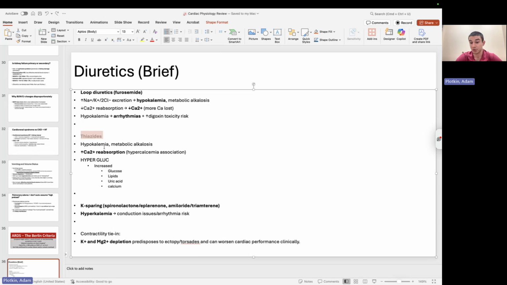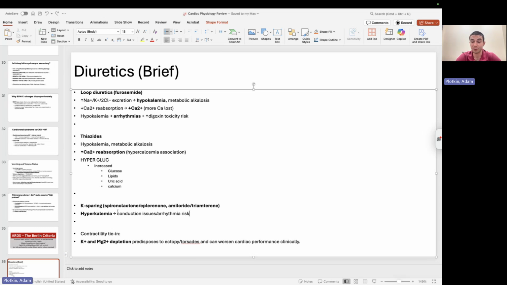Thiazides will block the sodium-chloride co-transporter in my distal convoluted tubule. These can cause "hyperGLUC," which is the mnemonic for it, because it can cause increased glucose, lipids, uric acid, and calcium. We can have potassium-sparing diuretics like spironolactone or eplerenone, which block mineralocorticoids, or we can have ENaC channel blockers like amiloride or triamterene that block the ENaC channels.